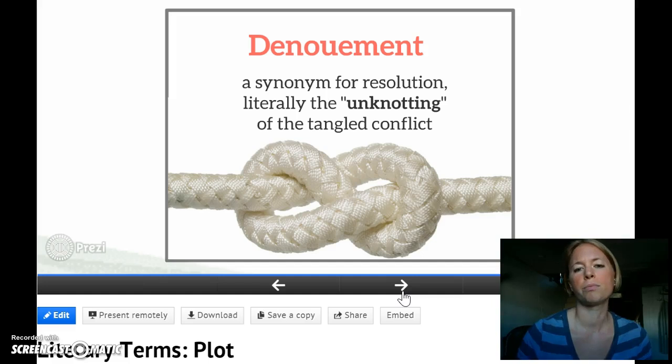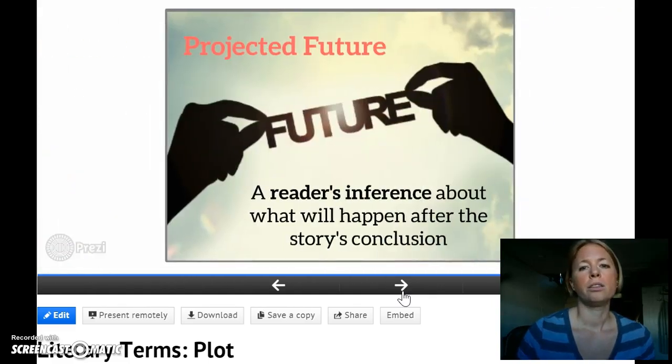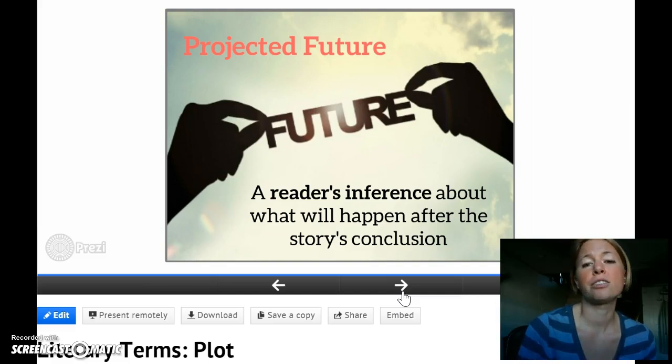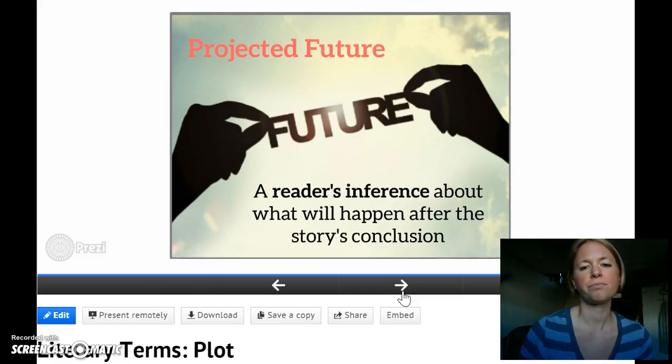So imagine this huge tangled mess that has been created in the conflict that's finally been untangled, unknotted in the resolution or dénouement. So at the end of a story, the reader has the opportunity to project what might happen next. This is called projected future. The reader can make inferences about what happens to the characters after the story's conclusion. This is when you figure out what's next for the character. Maybe what have they learned, or what would they do after the story ends. If you really fall in love with a character, you might wish that the story could continue, that the author would tell us more about their next chapter. But instead, as readers, we have the responsibility to project the character's future in the projected future.